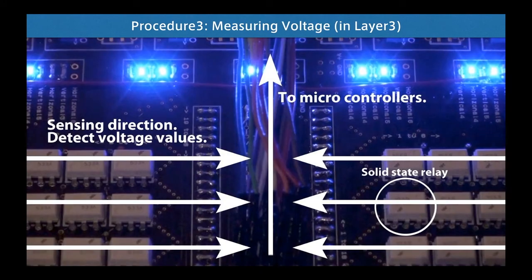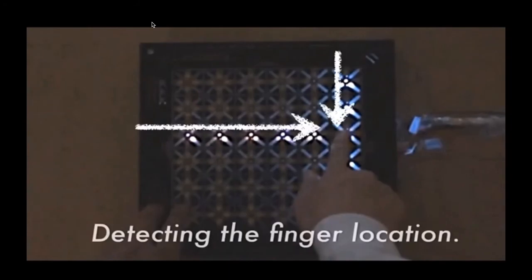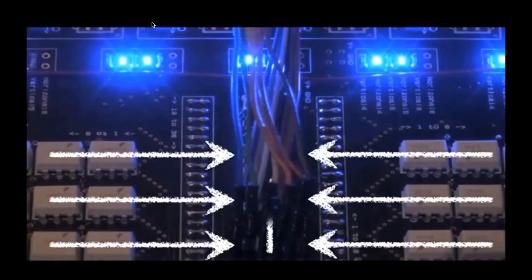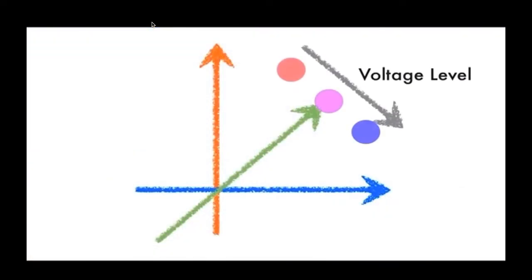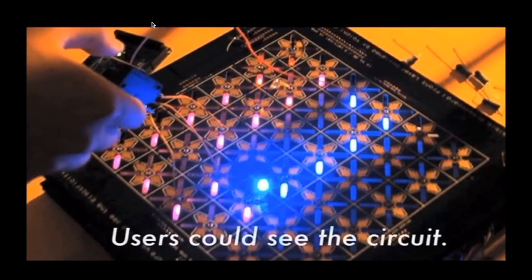At the same time, we measure the voltage of each point, and it is sent to the microcontrollers, and also we can see the voltage displayed by layer 2. So it lights up with a gradation color again. First is detecting the finger location. Second is making the circuit. Third is measuring the voltage. The fourth is setting the color and visualization. So it is obtained in real time.